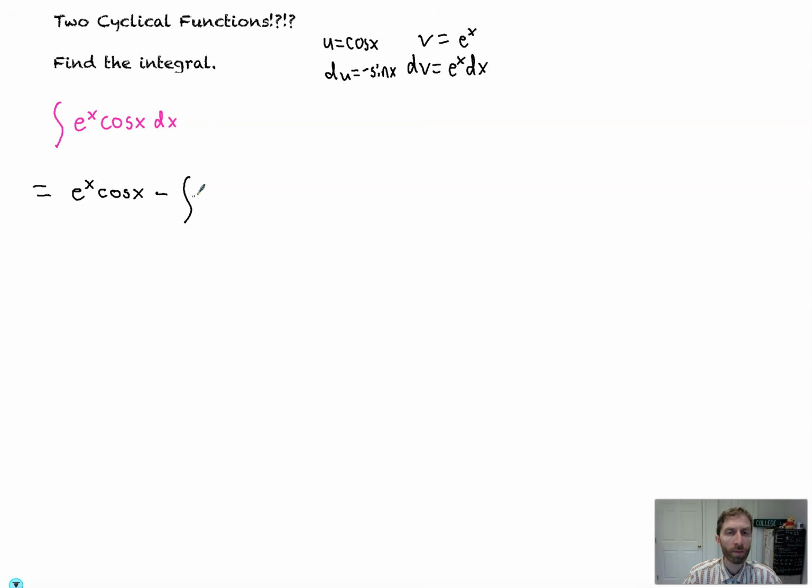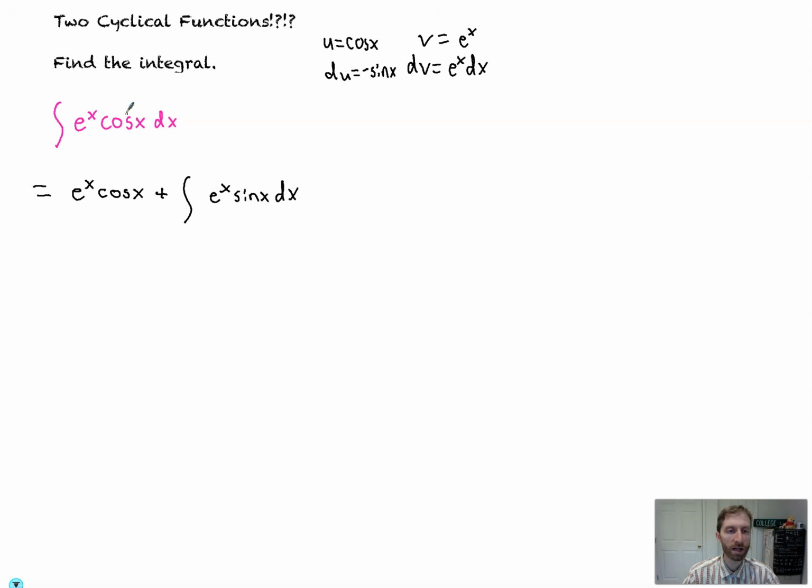Minus the integral of v du. Well, that minus goes into here, causing this to be a plus. And that's going to be e to the x sine x. Oh, it's almost like that's where we started. Oh man, and that's what this is equal to.